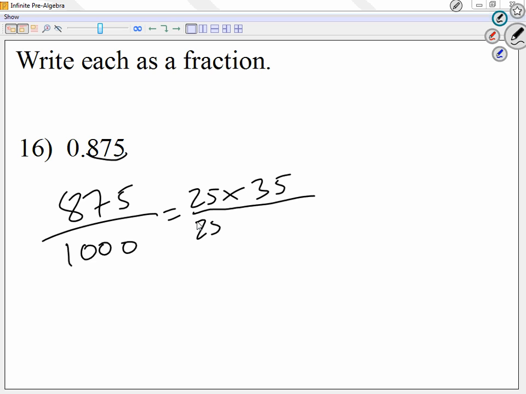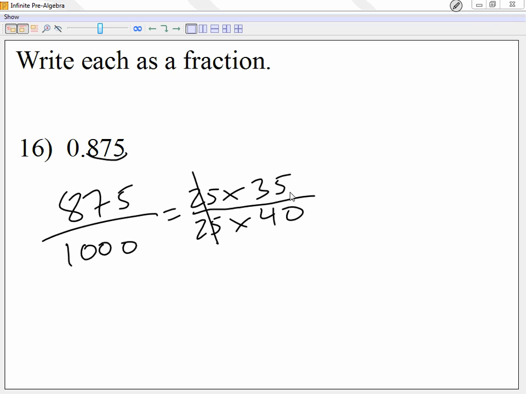1,000, I can do that by 25 as well. I can divide it by 25. On the calculator, I go 1,000 divided by 25, and it gives me 40. I cancel out the 25s, and I have 35 over 40.